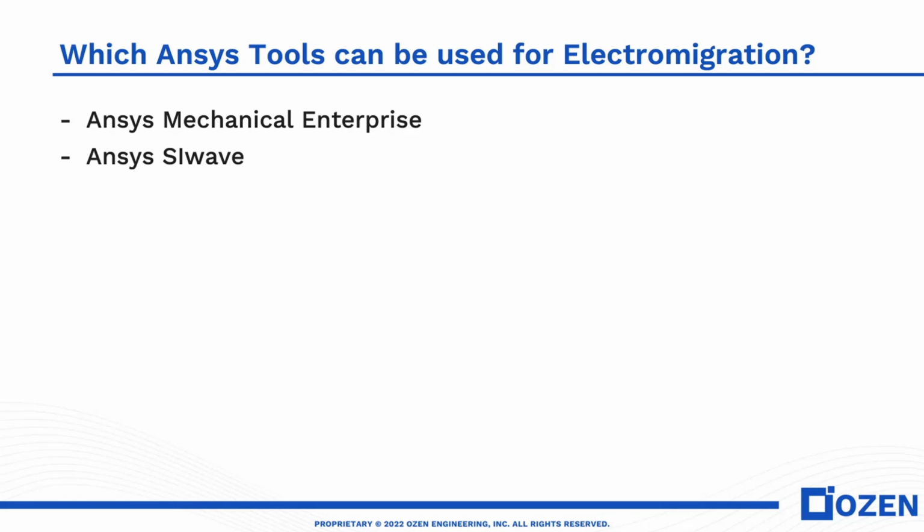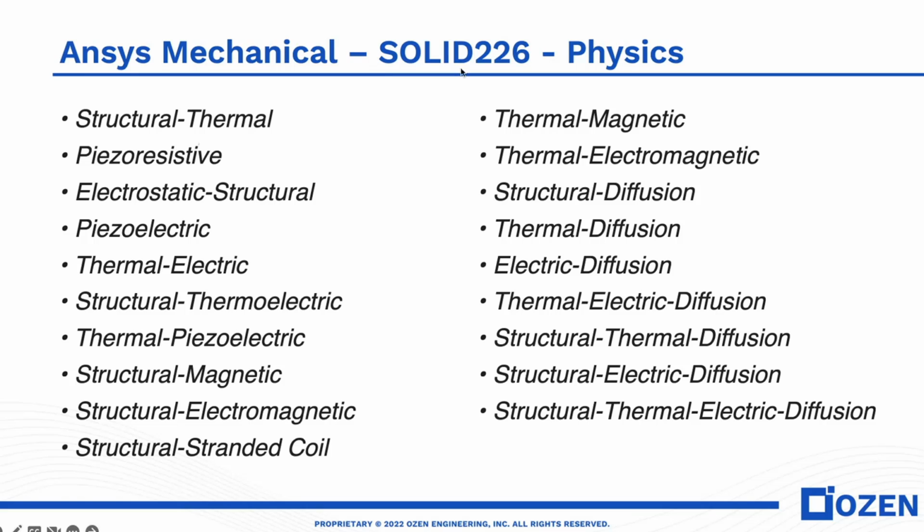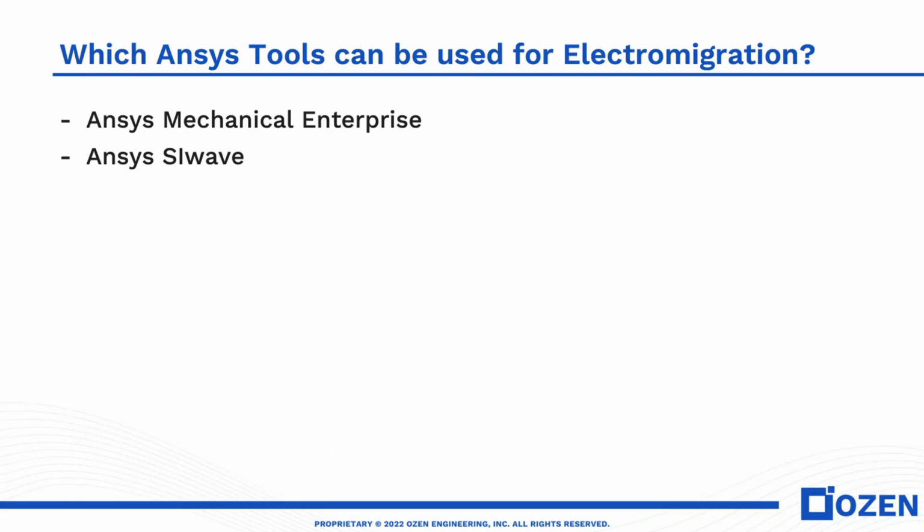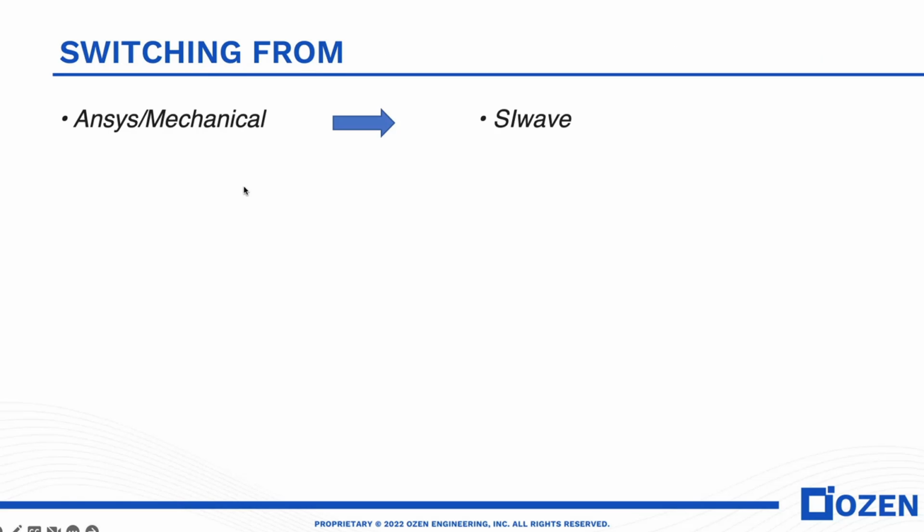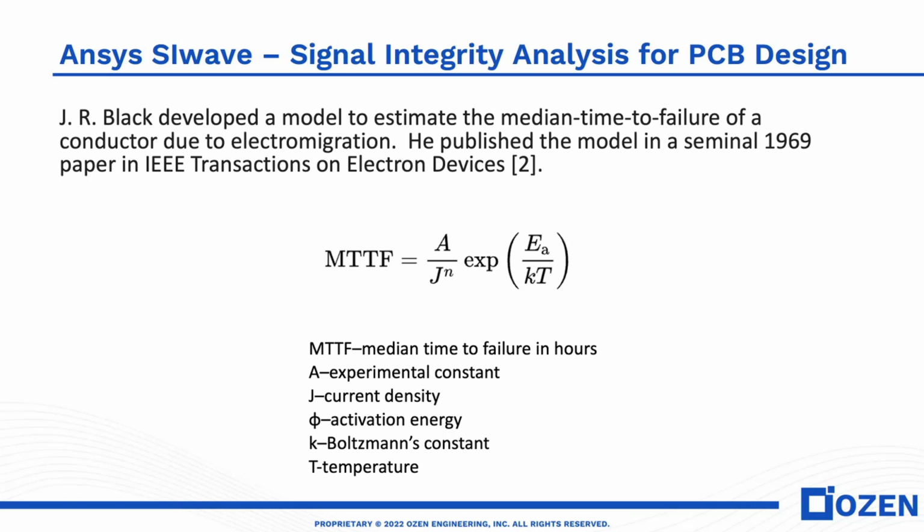So which Ansys tools can be used for electromigration modeling? Just like you have seen here, Ansys Mechanical Enterprise can be used. In Ansys Mechanical Enterprise is where you can use the SOLID226 element for this. And we have an additional what we call EBU, Electronics Business Unit tool, Ansys SIwave. You can also use SIwave. So let me briefly talk about SIwave. We are going to switch gears, go from Ansys Mechanical to SIwave.